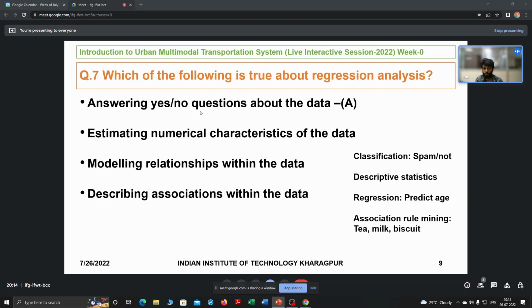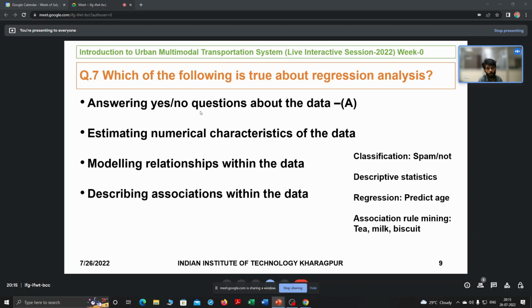Then the next question is, which of the following is true about regression analysis? The first option is answering yes or no questions about the data. Generally this is a kind of binary thing, 0 and 1, where 0 is false and 1 is true, right? So it's a classification problem. Like if you are receiving a mail, it is spam or not spam. It's a yes or no question, so it's not regression. It is rather a classification problem.